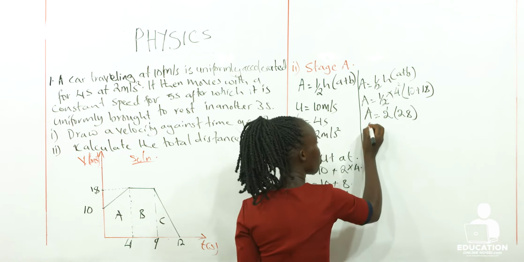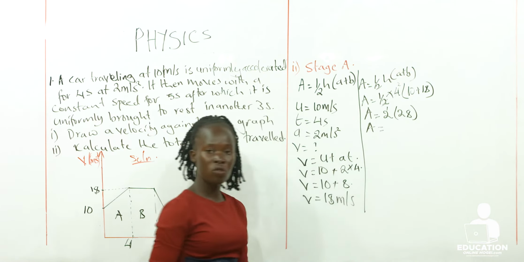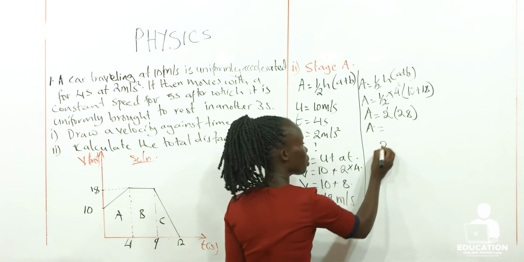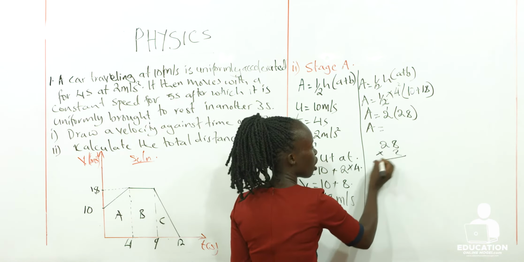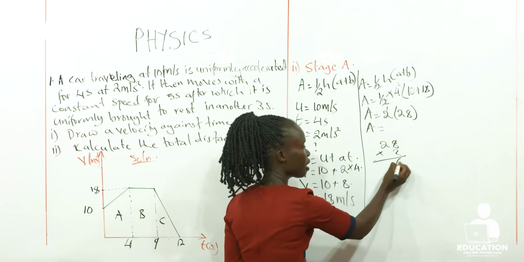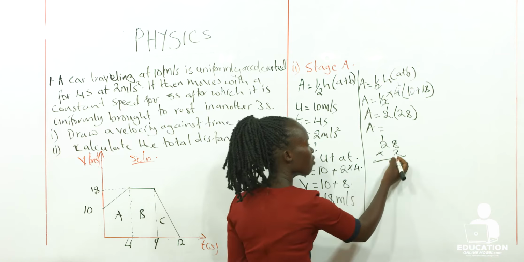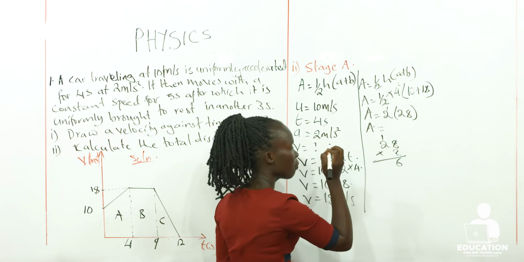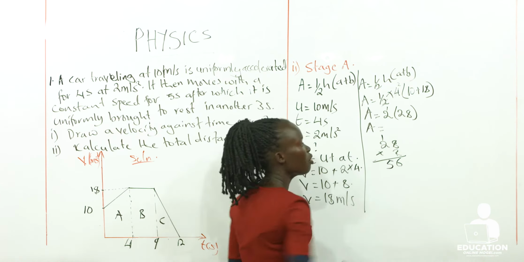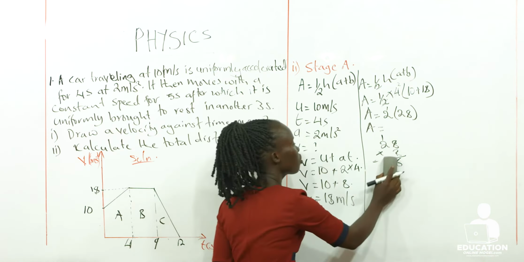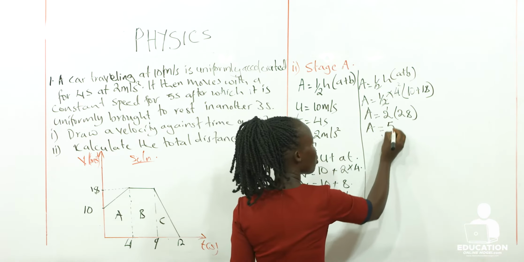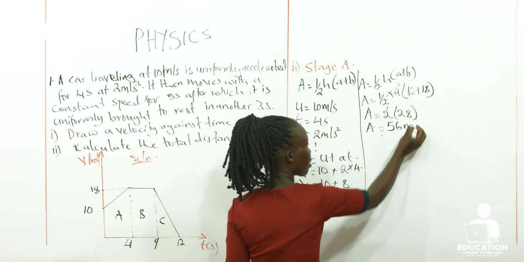So now we have to multiply 28 times 2 to get the value of the area under that graph. So we shall have our 28 times 2. 2 times 8 gives us 16. We write 6, carry 1. Then 2 times 2 is 4, plus 1 is 5. That means 28 times 2 is equal to 56. So the area under the trapezium is equal to 56 meters.